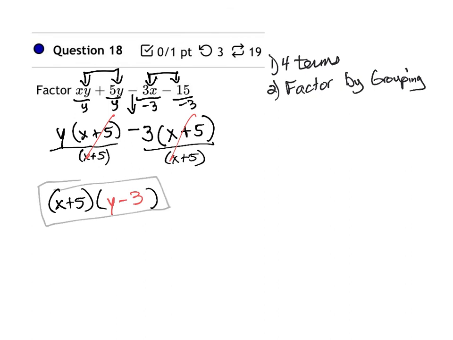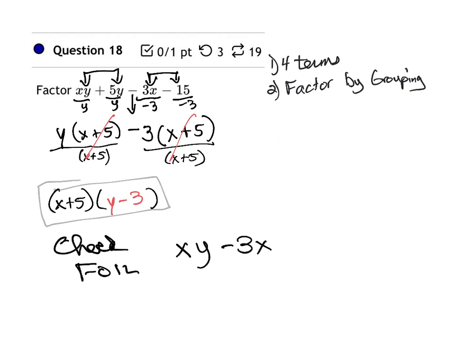Now if I'm to check it, I'm going to check with FOIL. X times y is xy. X times negative 3 is negative 3x. 5 times y is plus 5y. 5 times negative 3 is negative 15. Notice it goes back to what I started with.